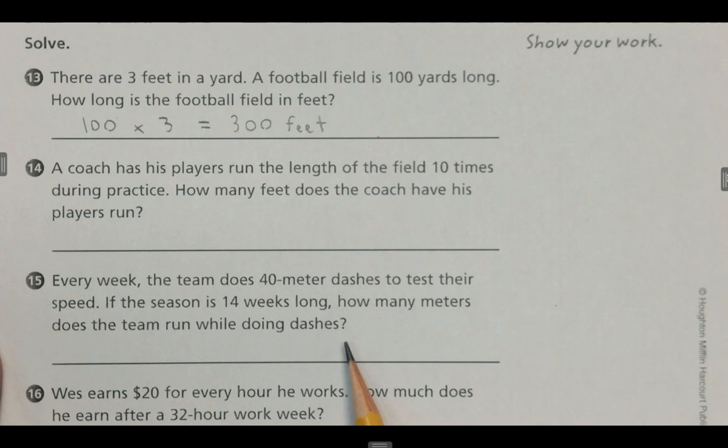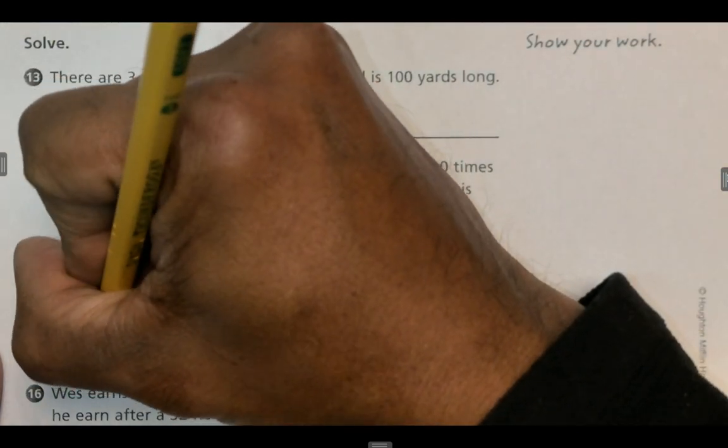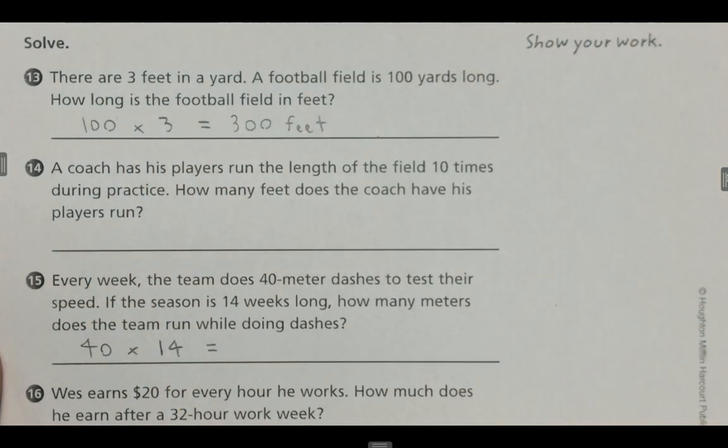So if they're doing one of these 40-meter dashes a week, and the season is 14 weeks long, how many meters does the team run while doing dashes? Well, each week, when doing the dash, they're running 40 meters. 40 multiplied by 14. They're running it 14 times over the whole season. Now, we could do this as 2-digit multiplication, and I think we will to double check our answer. But for now, I'm going to cover up my 0 or count my 0.